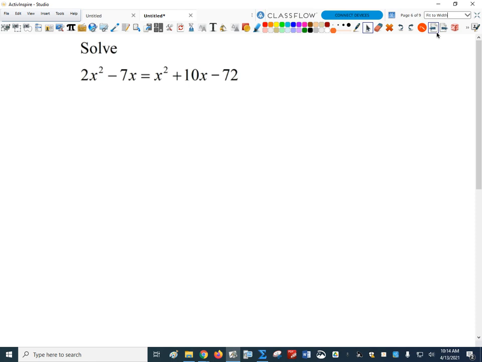Okay, good. We'd have a negative coefficient of x squared. We want the coefficient of x squared to be positive when we're factoring. Makes it easier, right? So we'll push everything over here. On either side, we're just going to subtract x squared, subtract 10x, and add 72, right?